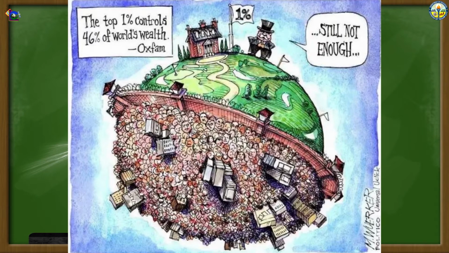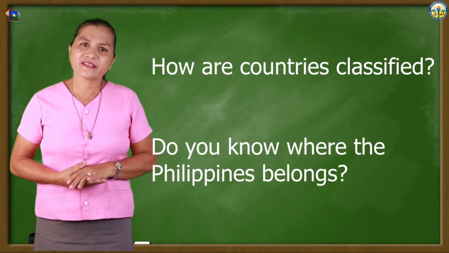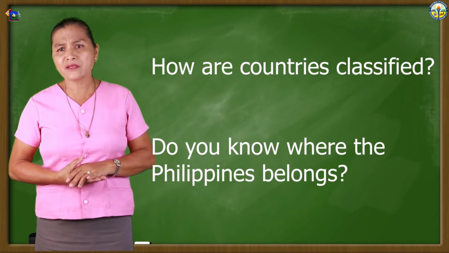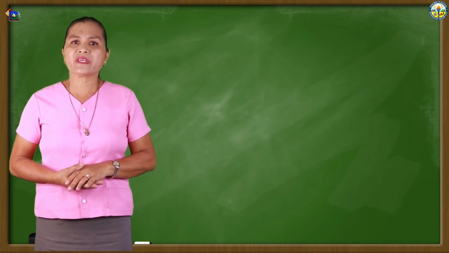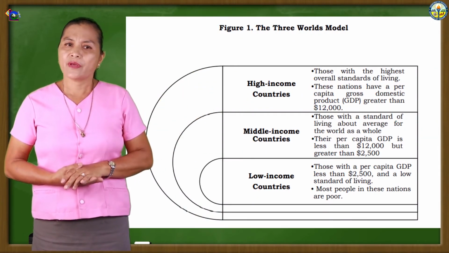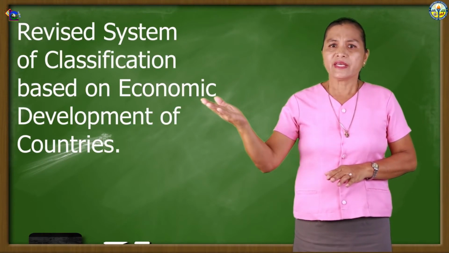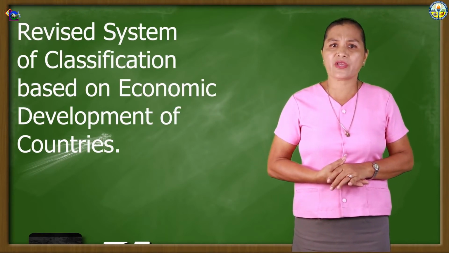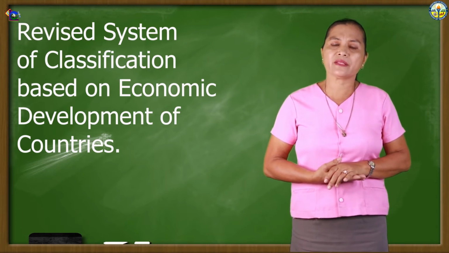Social stratification involves not just people within a single country. It is also a worldwide pattern, with some nations far more economically productive than others. We term this as global inequality. How are countries classified? Do you know where the Philippines belongs? I will be presenting to you now Figure 1, the Three Worlds Model. Meanwhile, Figure 2 illustrates the revised system of classification based on economic development of countries.